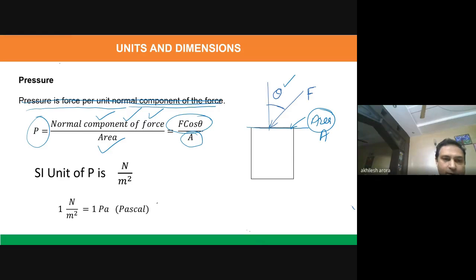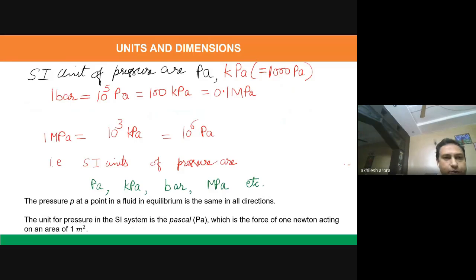Now what is the SI unit of pressure? Force has a unit of Newton, and area has a unit of meter square, so pressure is Newton per meter square. You should always remember that 1 Newton per meter square is equal to 1 Pascal. So the SI unit of pressure is Pascal, which is nothing but 1 Newton per meter square.